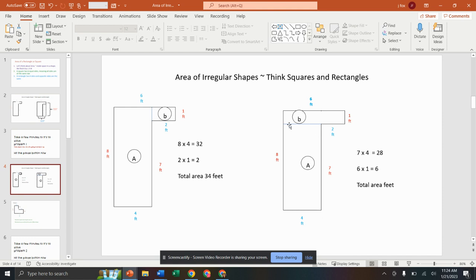And that's why, because see how this 8 goes up into this shape. We don't want it to go into the other shape. All right, so this is the complete shape. So we say 7 times 4 is 28. And on this one, here's our 6 feet, and our 1 foot, which is 6 feet, we add them up, and the total area is also 34 feet. So it doesn't matter how you break it up, you should get the same answer, okay?